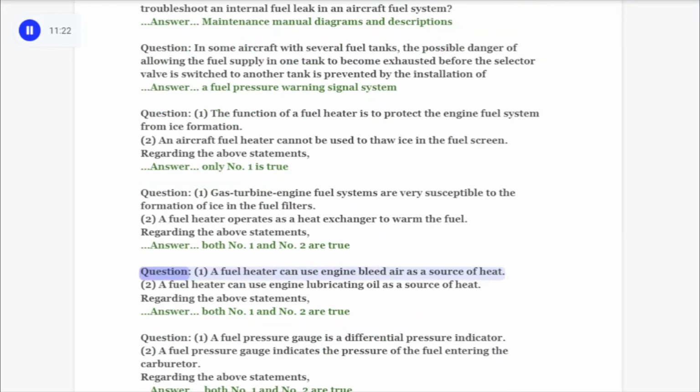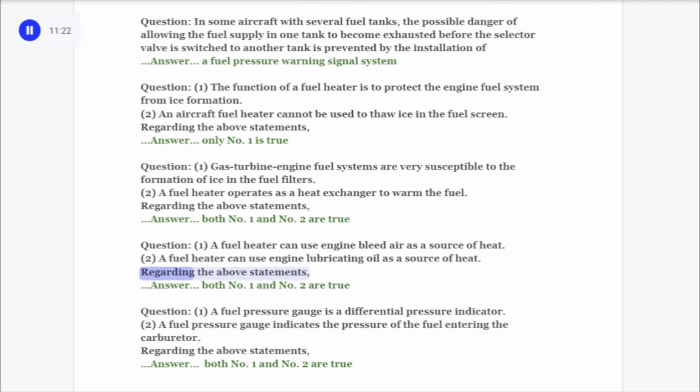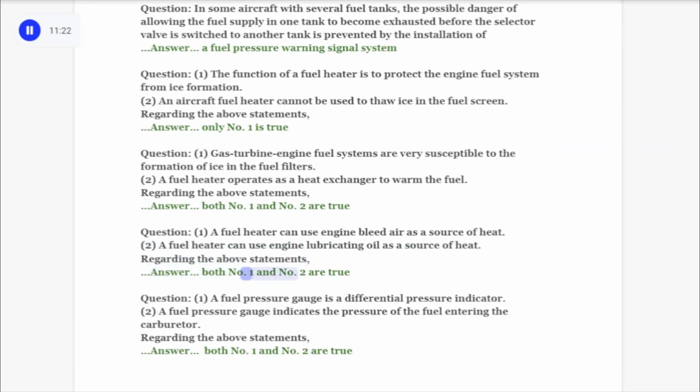Question: 1. A fuel heater can use engine bleed air as a source of heat. 2. A fuel heater can use engine lubricating oil as a source of heat. Regarding the above statements. Answer: both number 1 and number 2 are true.